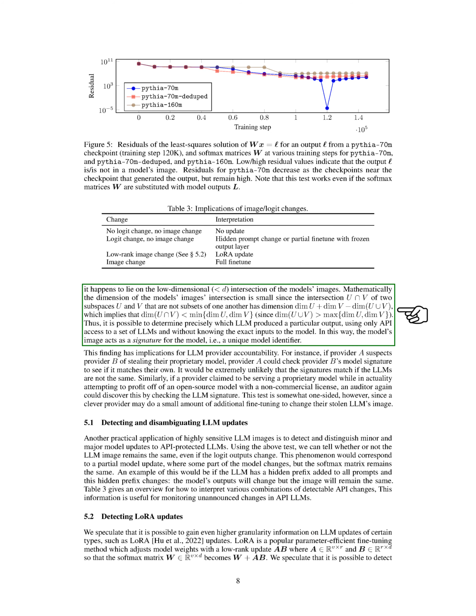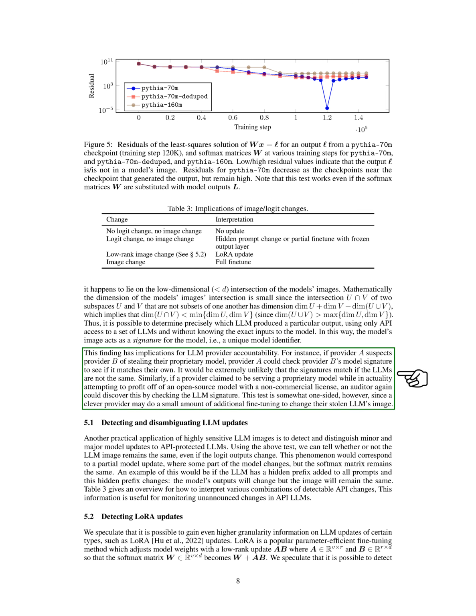Essentially, the dimension of the intersection of 2 LLMs' images is small, making it possible to determine which LLM produced a specific output without knowing the exact inputs. This unique image of the model serves as a signature, allowing for model identification.